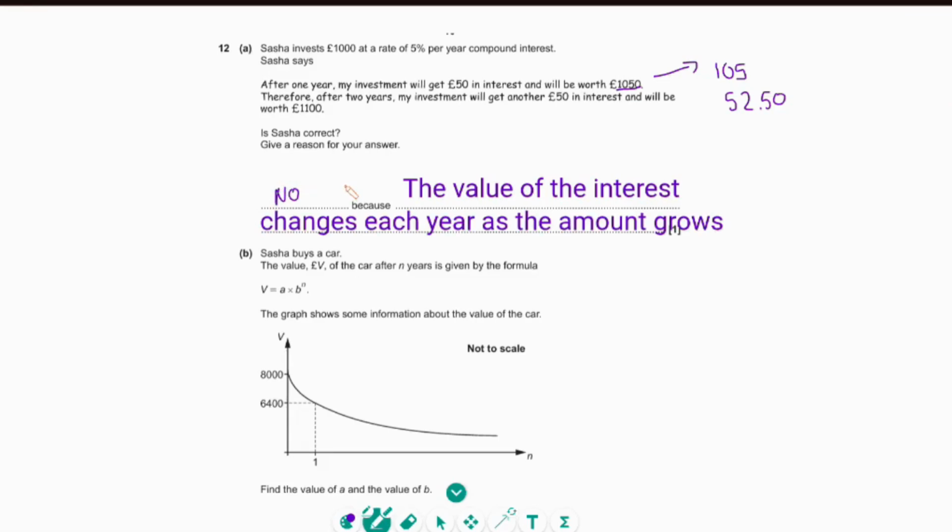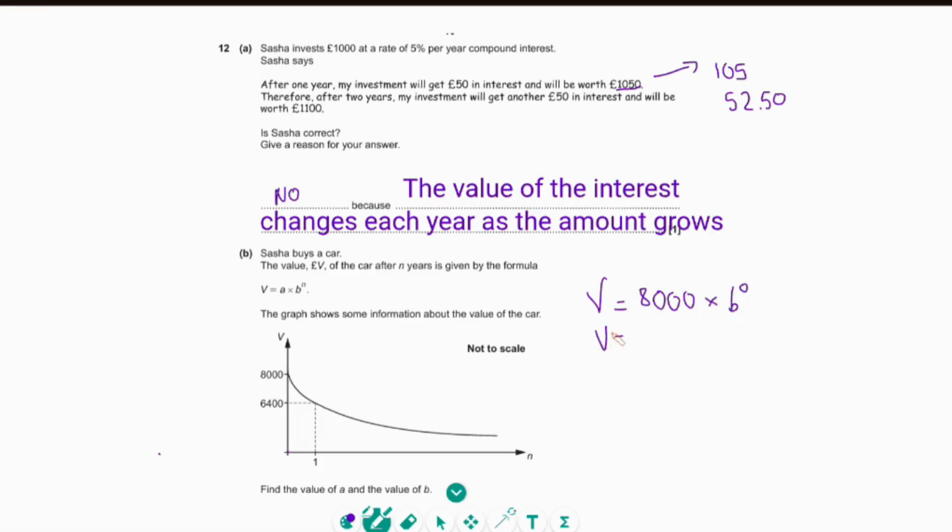Sasha buys a car. The value V of the car after n years is given by this formula. The graph shows some information about the value of the car. Find the value of A and the value of B. Well, after 0 years, the value is 8,000, so we know A's got to be 8,000, right? Because we could reason it like this. 0 years is b to the power 0.